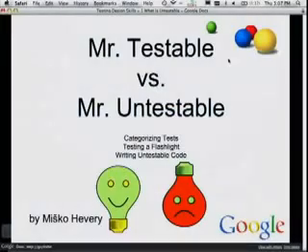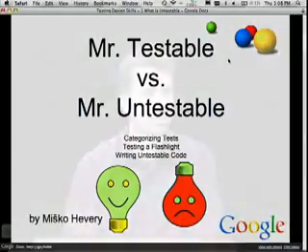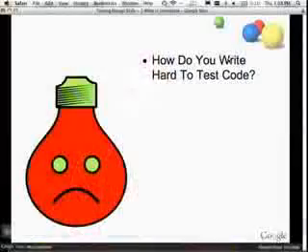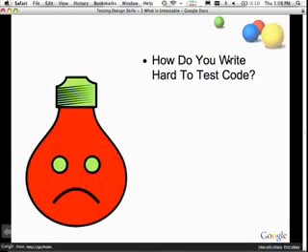So today we're going to talk about how to write untestable code, because we're all so good at it. How do you write hard-to-test code? Code that's very monolithic. It's monolithic, okay. Non-deterministic. Non-deterministic, exactly, okay, that's good.